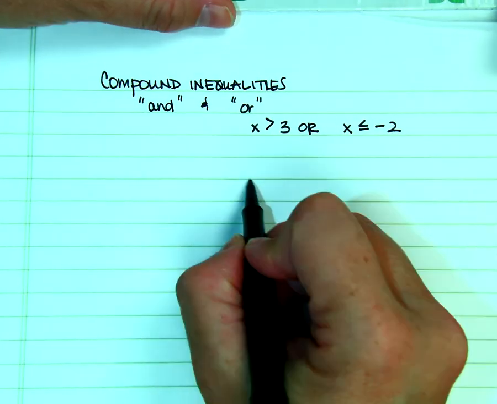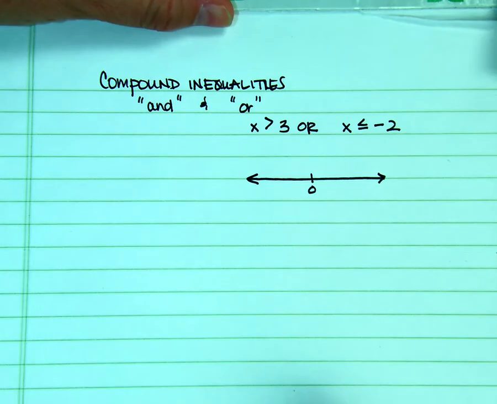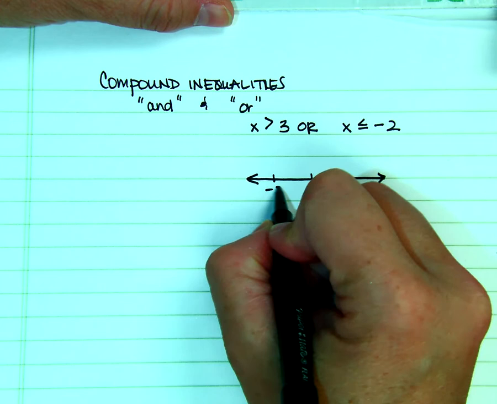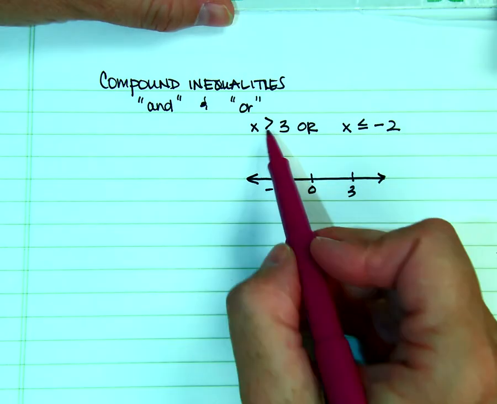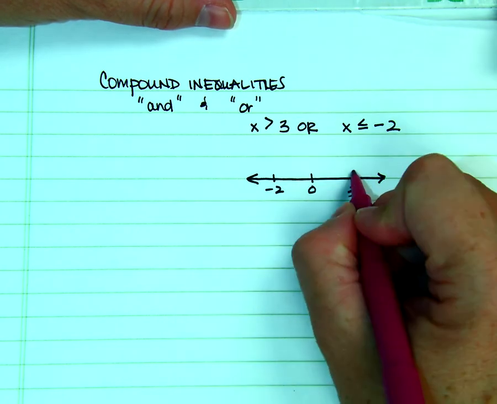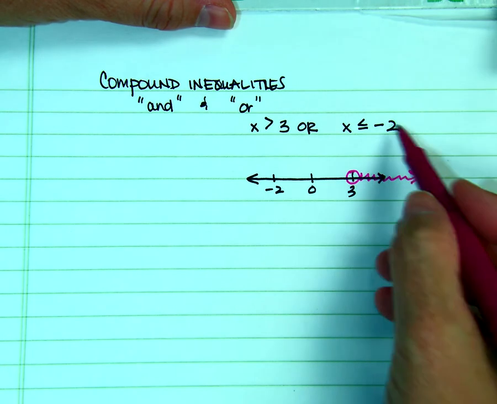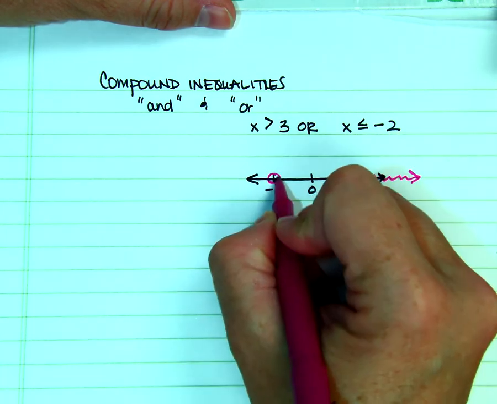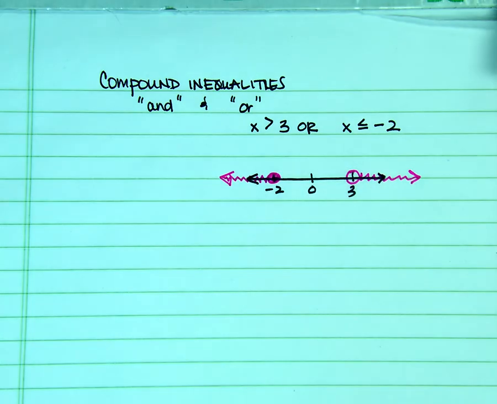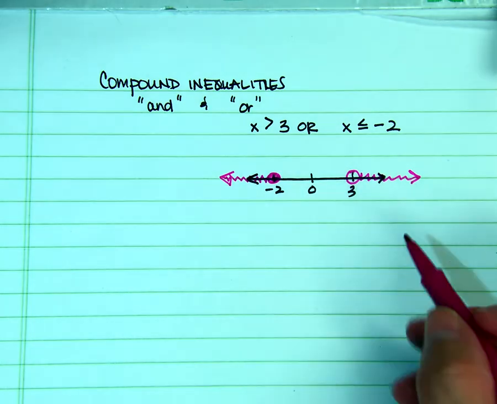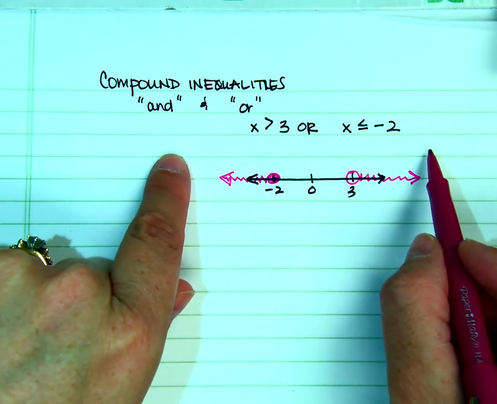When you have an or, I am going to, like all the other graphs, graph my 0, graph my -2, and graph my 3. So x can be greater than 3, or x can be less than or equal to -2. So when you have an or, your graphs need to be going in opposite directions.